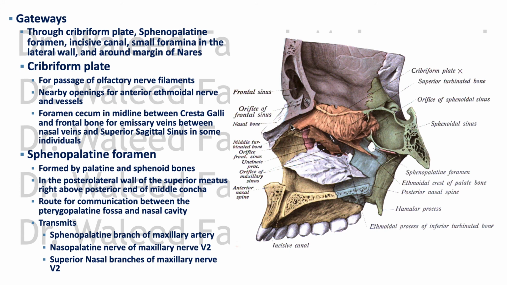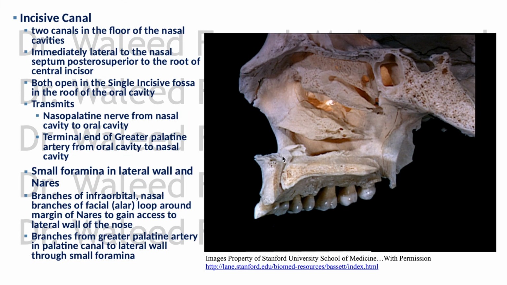Okay, so these are the accesses to the nasal cavity. Remember the cribriform plate, the foramen cecum, the sphenopalatine foramen, the incisive canal. All these lead to the nasal cavity. The incisive canals, we talked about the incisive canal, that it's two canals on either side of the nasal septum, and both open in a single opening, which is the incisive foramen.